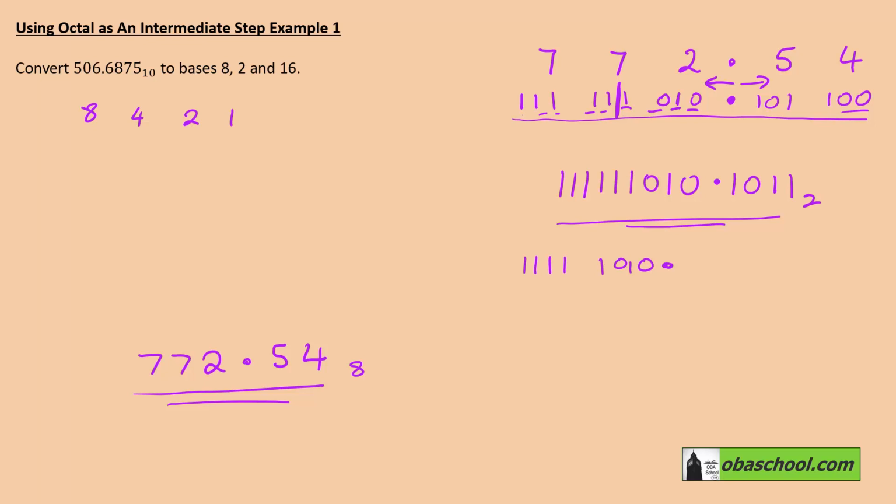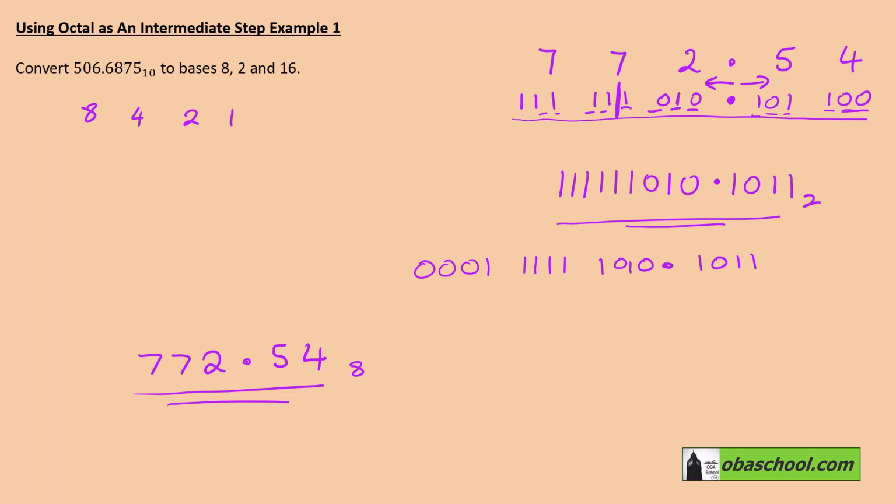And then I've just got 1 left, but I just put leading zeros in front of that. Then going the other way, 1, 0, 1, 1. We only have zeros behind that, so we don't need to worry about that.